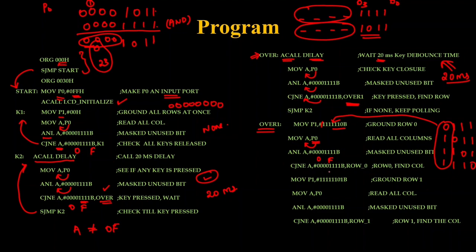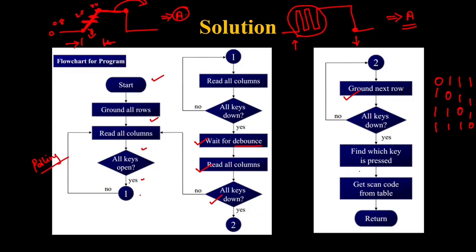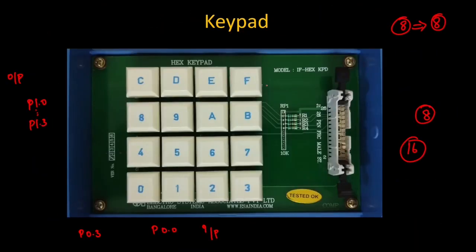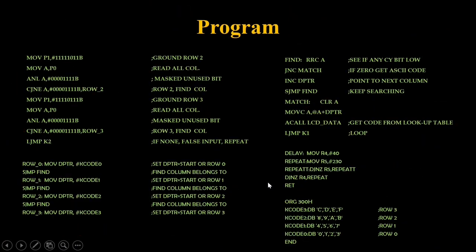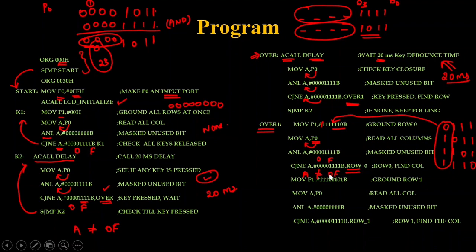If your accumulator is not equal to 0F, which means some keys in row 0 are being pressed. So this is with respect to row 0, row 1, 2 and 3, and this is with respect to columns. From this, what I can convey is, if it is not equal to 0F, some key in row 0 is being pressed. And if it is equal to 0F, then none of the keys in row 0 is being pressed.